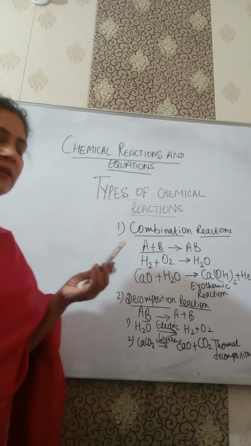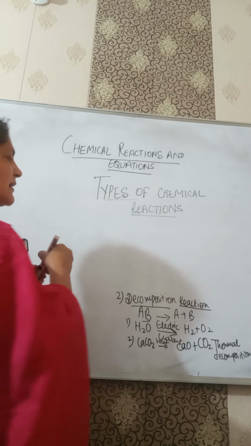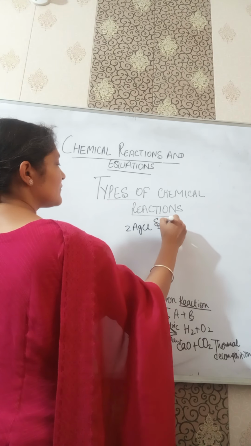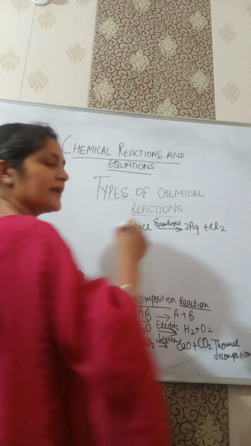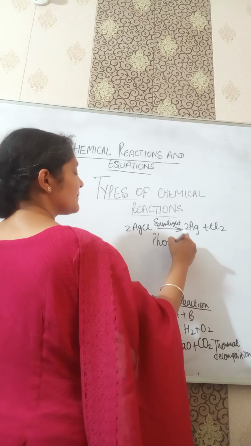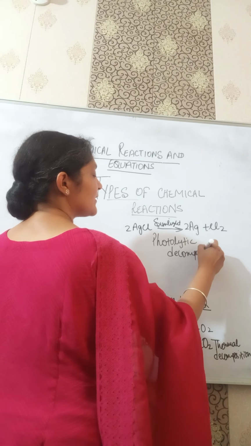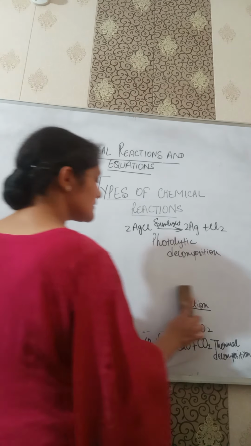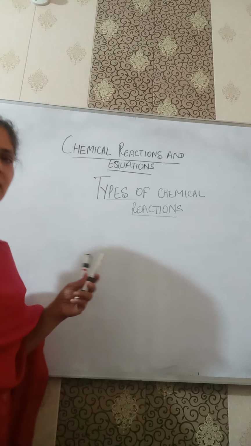Now we will take the third type of decomposition reaction. If we take silver chloride and put it in sunlight for a short time, we will get silver and chlorine gas. This is known as photolytic decomposition. Now these are the two types of reactions: combination, and the other one is decomposition reaction.